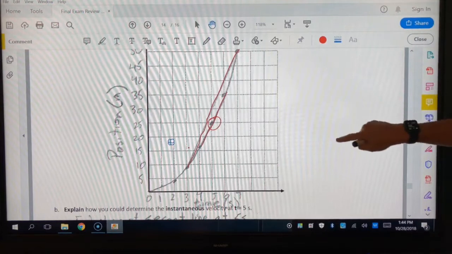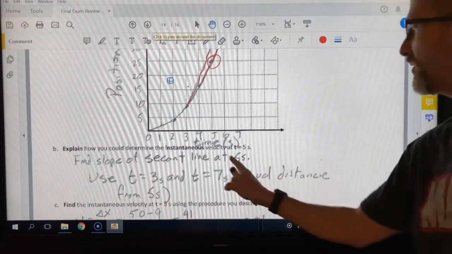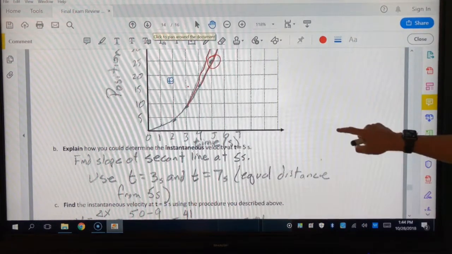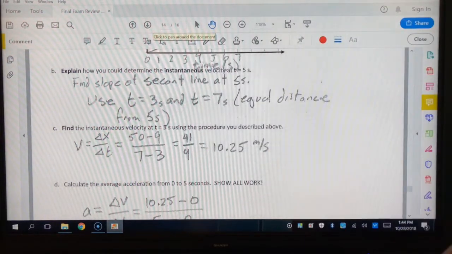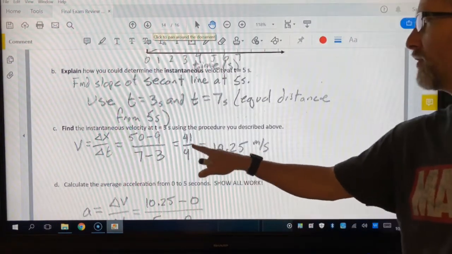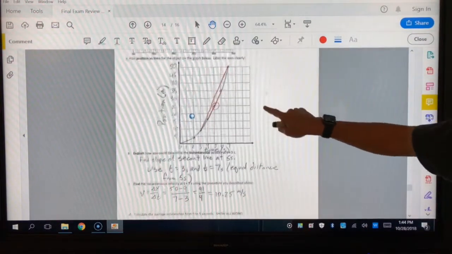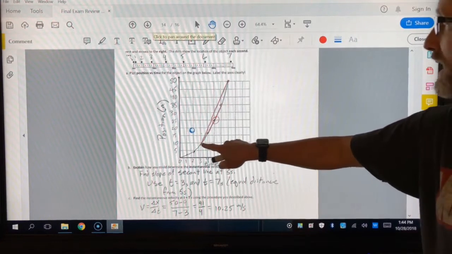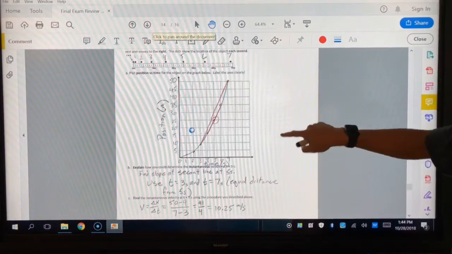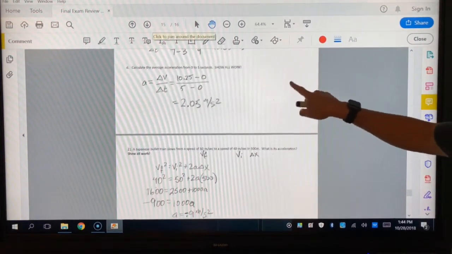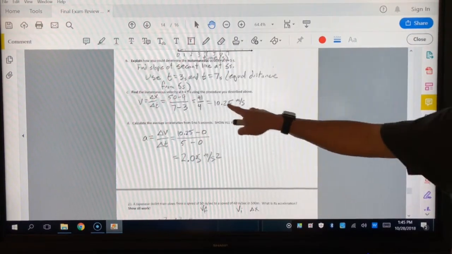And so if I do all my math, find the secant line at 5 seconds. So I use 3 and 7 seconds. And to actually do it, I did 50 minus 9. Those are the 2 points on the secant line. 7 minus 3, so 41 over 4 is 10.25 meters per second. So here is my 50 and my 9, and then here is my 7 seconds and my 3 seconds. So I went through and did that, and I ended up with 10.25.